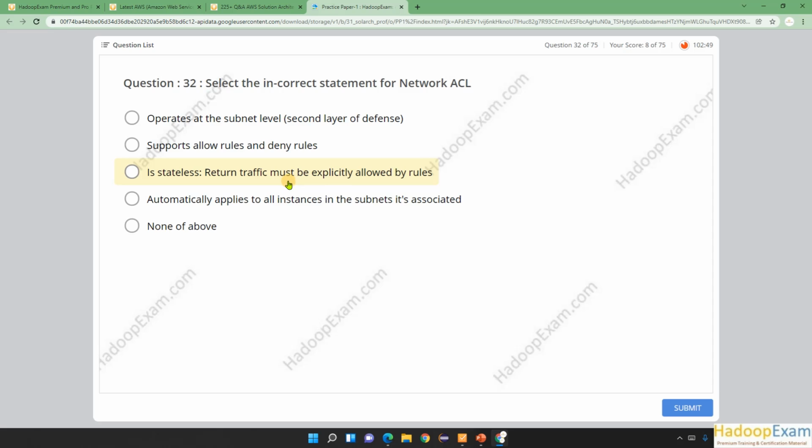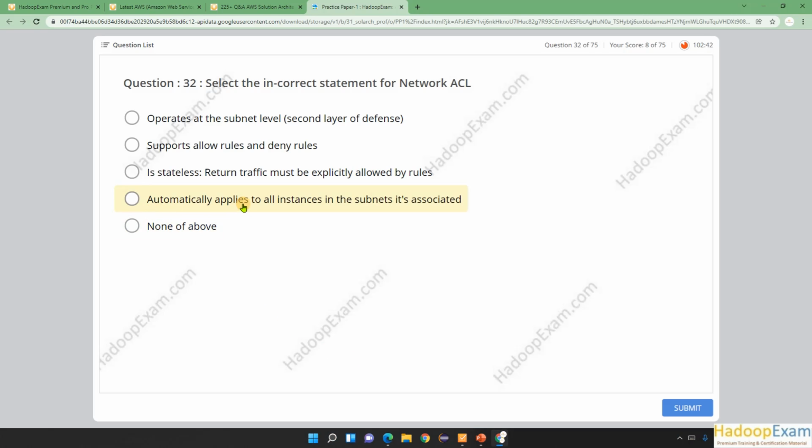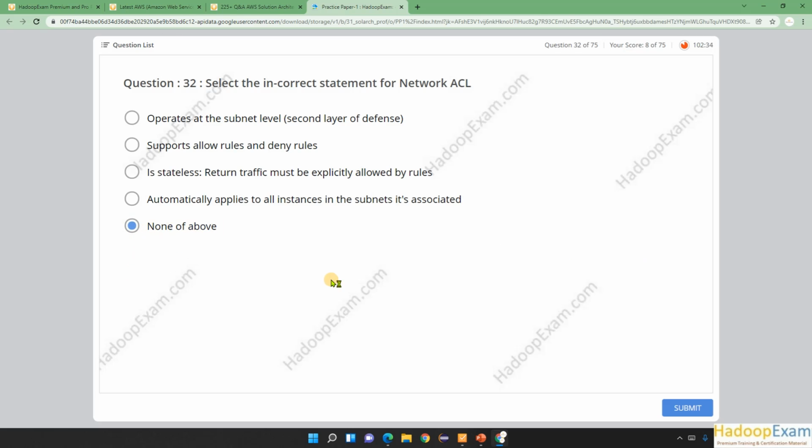It's stateless. Return traffic must be explicitly allowed by rules. It's stateless, correct? You see, this is also correct. Automatically applies to all instances in the subnet it is associated with. Obviously, it is at subnet level, so it automatically applies. So nothing is wrong in this question. So none of the above is the answer.